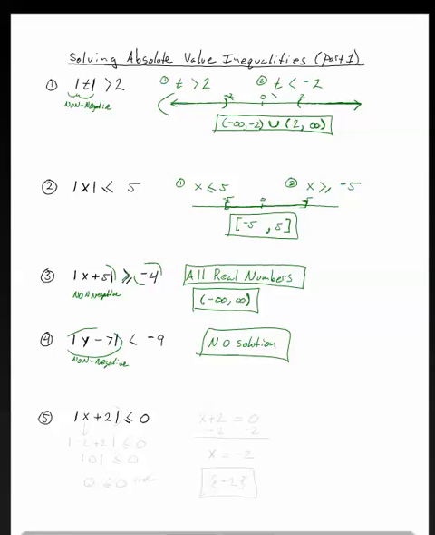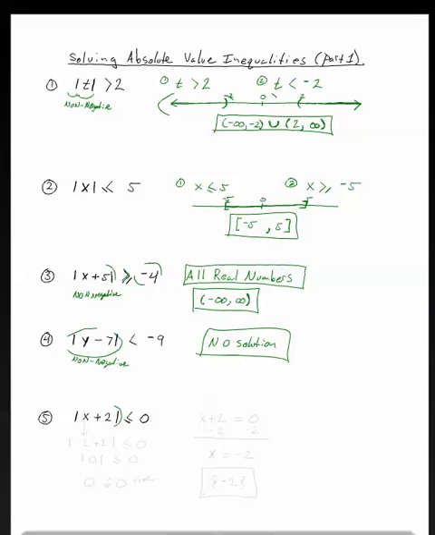In our last example, number 5, we have a non-negative number which is less than or equal to 0. Well, we've already stated that a non-negative number can't be less than 0, because the smallest that this absolute value will ever take on is the value of 0. So we know that the first condition cannot be met. The absolute value of x plus 2 cannot be less than 0. But we've got two conditions. We've got the condition of equality as well.